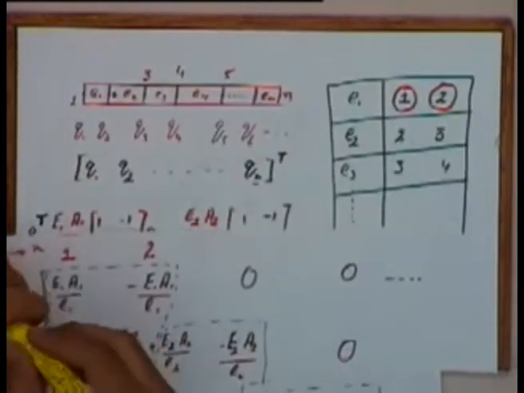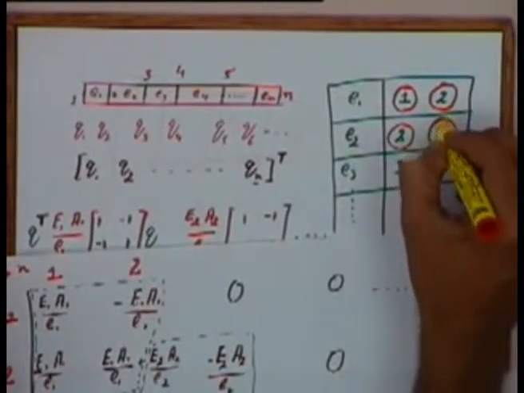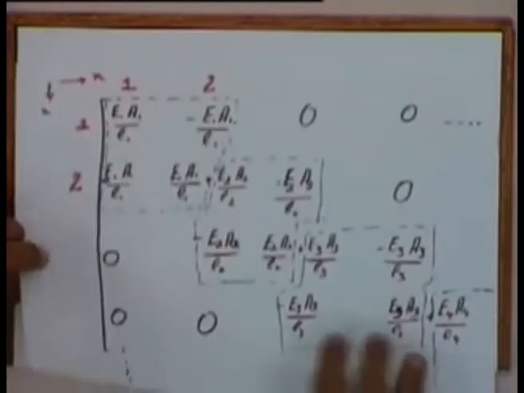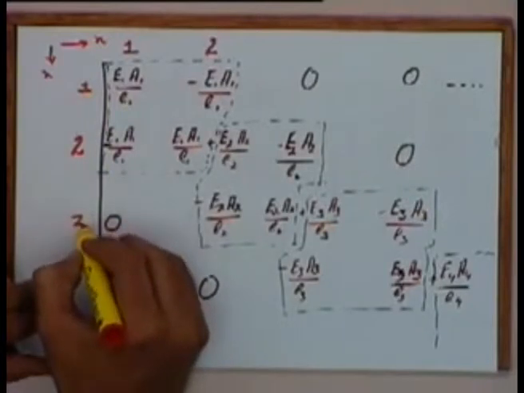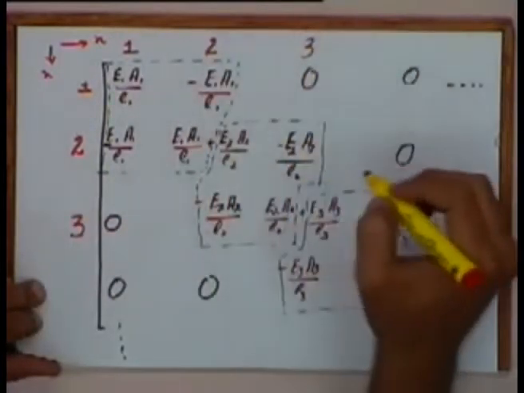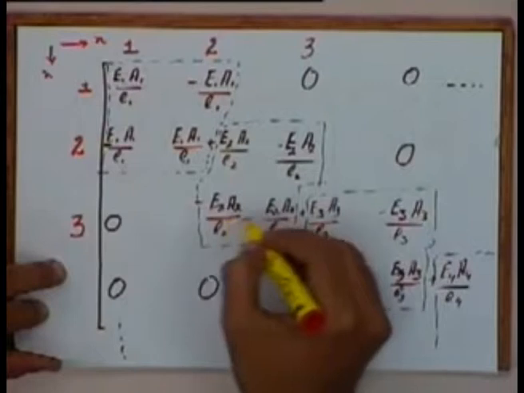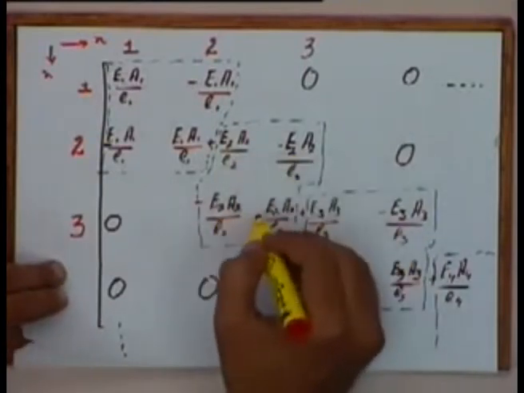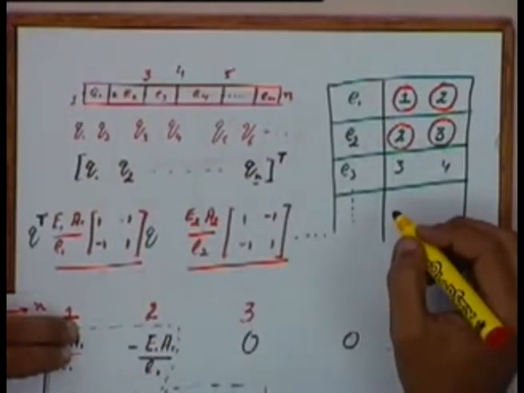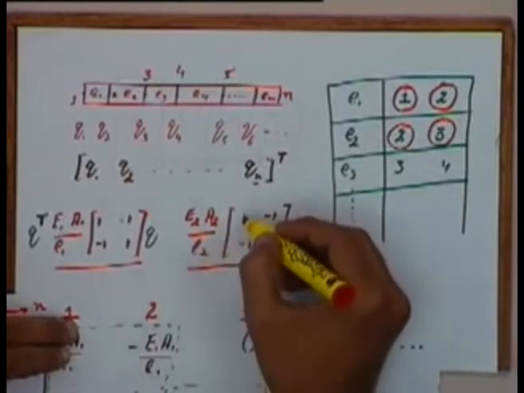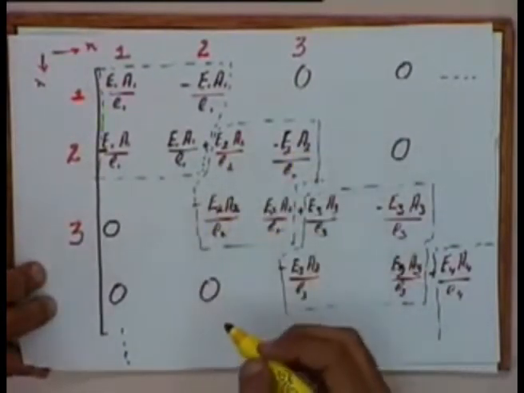Similarly, I will take the second element. The second element is defined between nodes 2 and 3. So I will take row number 2 and row number 3 and column number 2 and column number 3, and corresponding to those four locations I will put these four terms. These four terms are obtained from this matrix, that is E2 A2 by L2 times 1, minus 1, minus 1, 1.